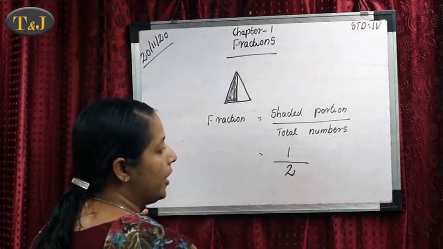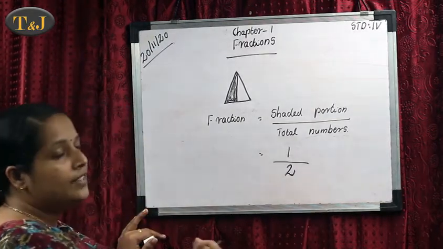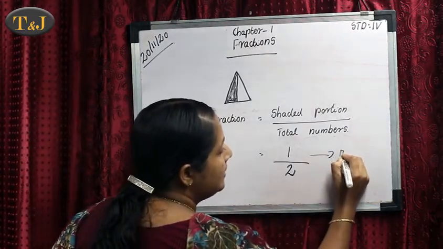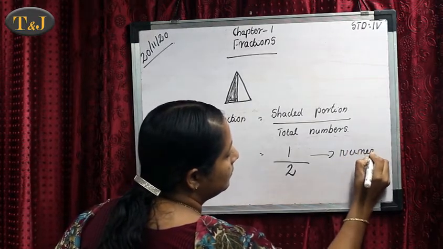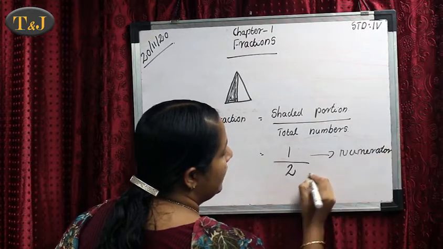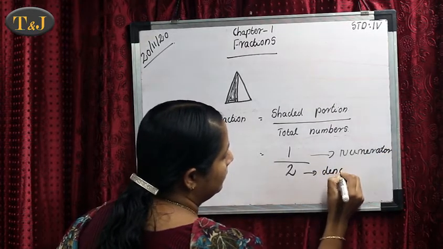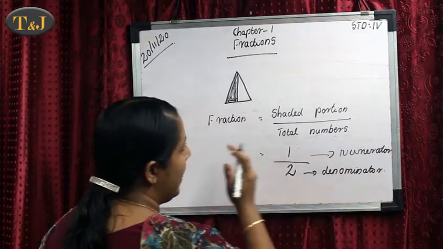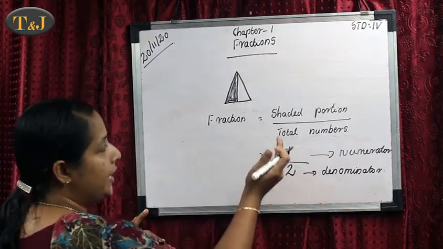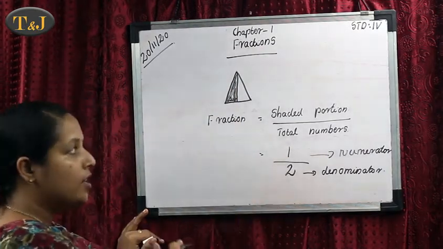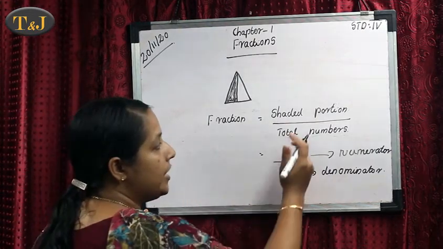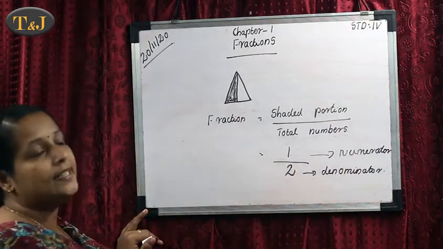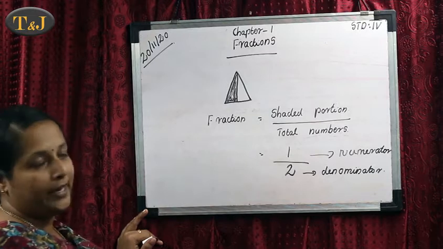Then next we want to find out its numerator and denominator. Which number is the numerator? Yes, the upper portion is known as the numerator, and this is our numerator. And this is our denominator. So the fraction means the whole figure is divided into equal parts. We can find the fraction as the shaded portion divided by the total number. The upper portion is known as its numerator and the other one is known as its denominator.